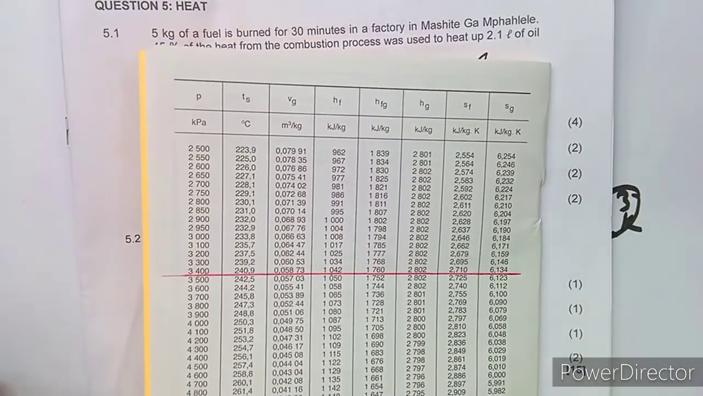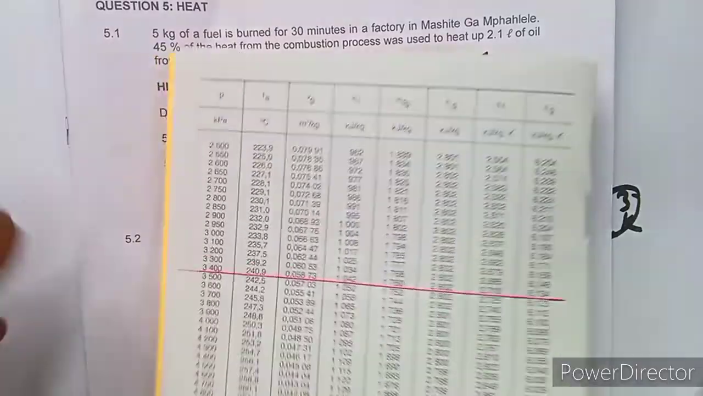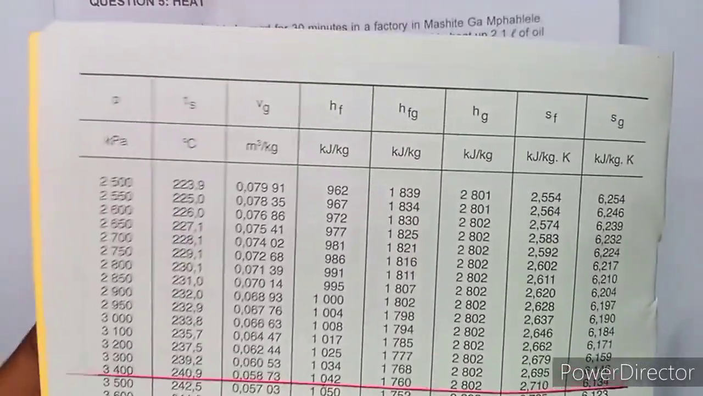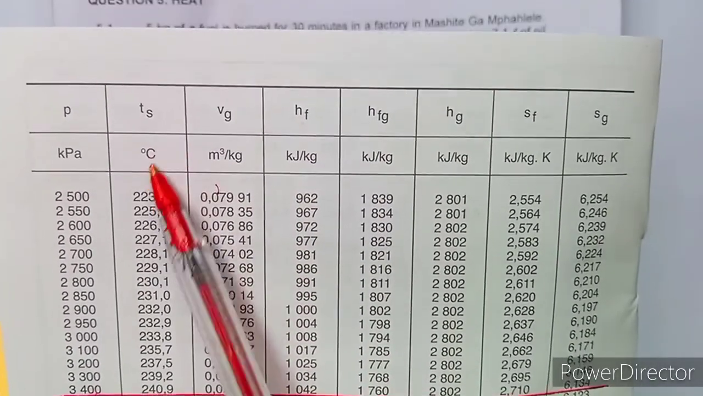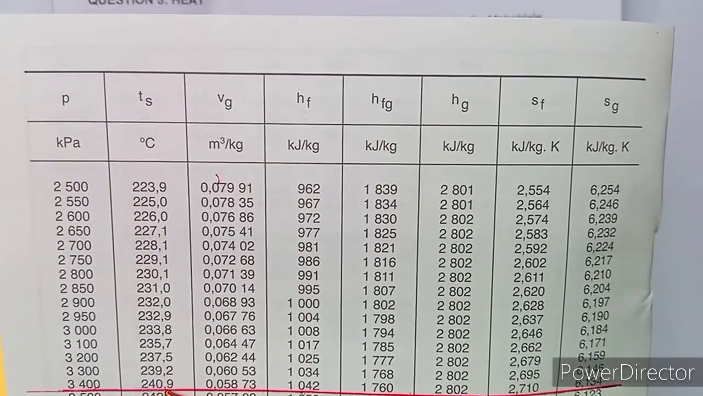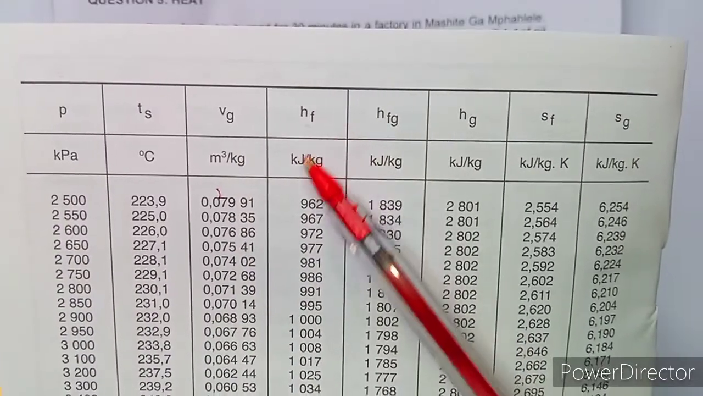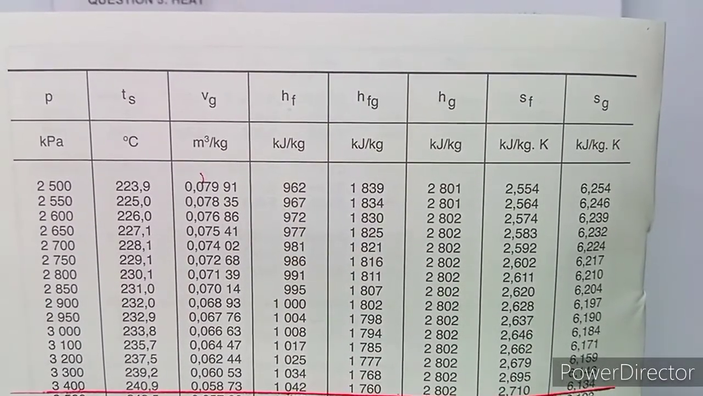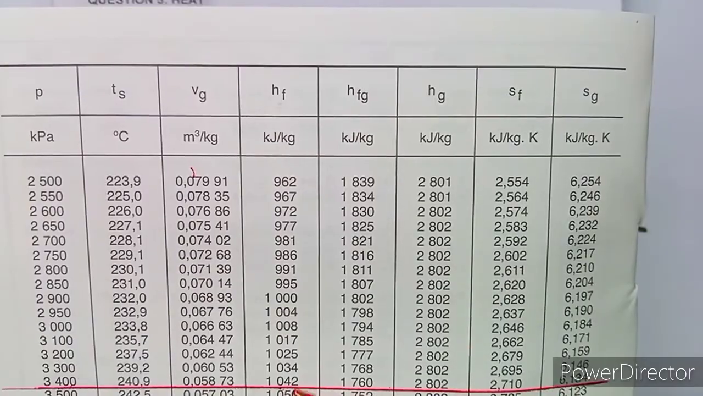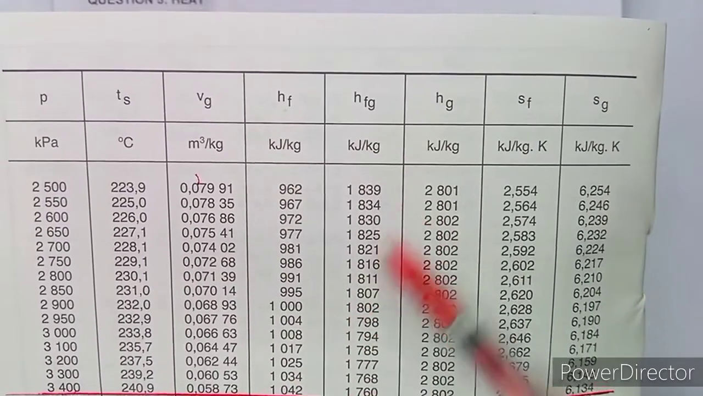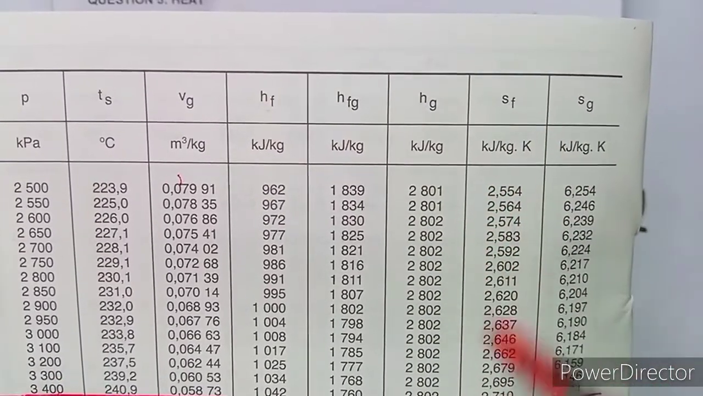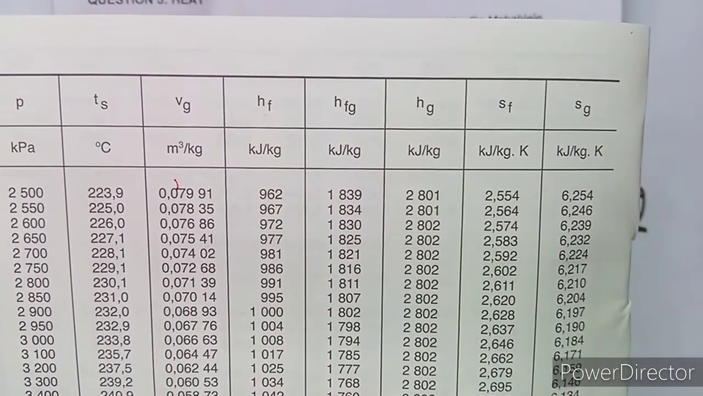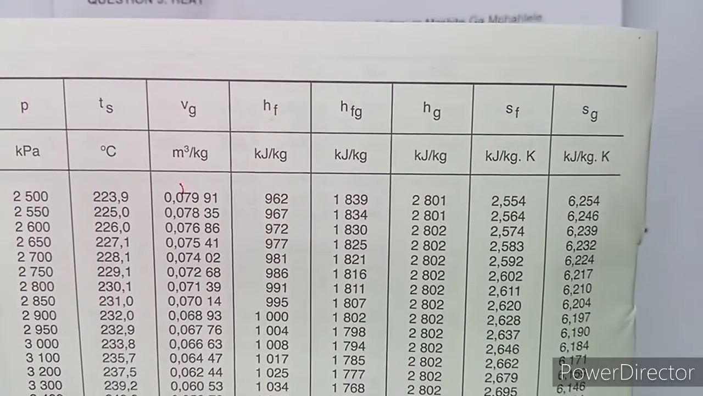Okay, that is at 3400 there, and these are the values which are appearing here. At 3400 you have got the saturated temperature, which is 240. You have got HF, which is the one that we want to calculate here, the enthalpy of the saturated liquid, and we have got HFG, HG, SF and SG.